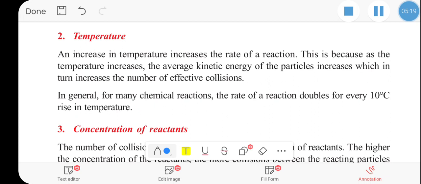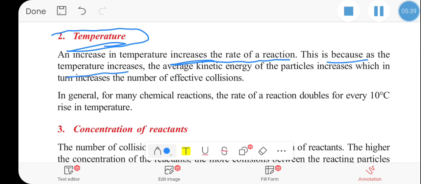The second factor that affects the rate of chemical reaction is temperature. An increase in temperature increases the rate of reaction. When the temperature increases, the rate of chemical reaction also increases. This is because when the temperature increases, the average kinetic energy of the particles increases, which in turn increases the number of effective collisions.